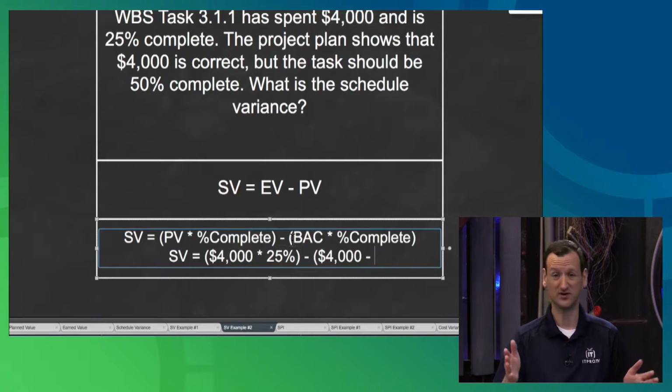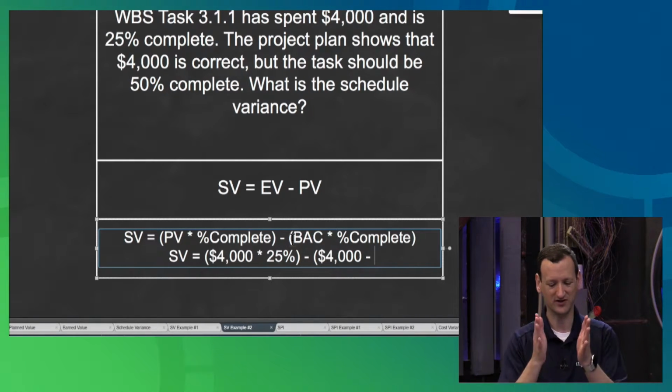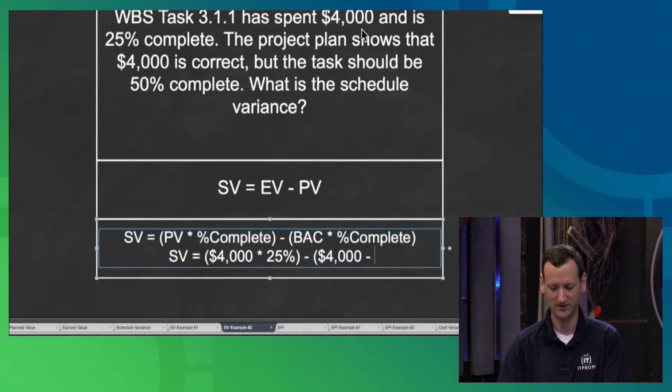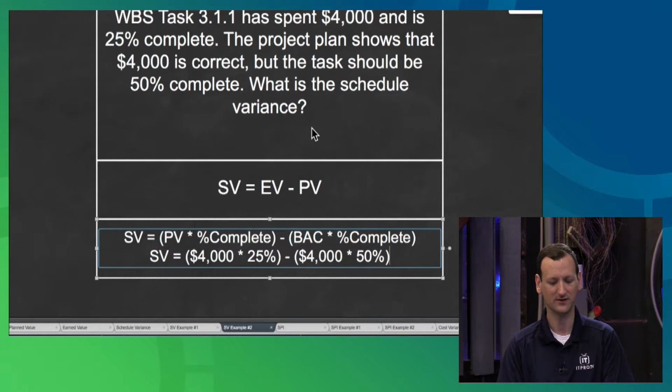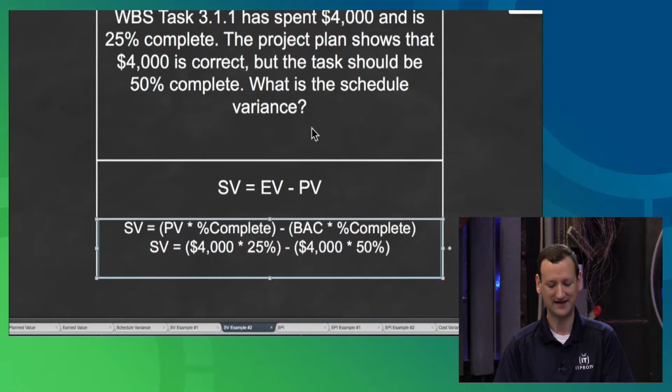I don't actually know what the budget is for the full task, but I'm wanting to calculate at this point in time, so I can use this number that they provided me, $4,000, and multiply that by 50%. We're supposed to be 50% done. Okay. And now when we take that and run it, I'm actually going to need a little more room in this square.